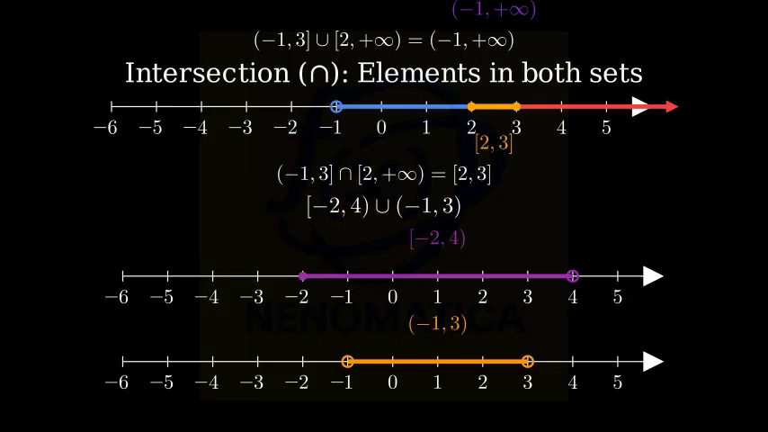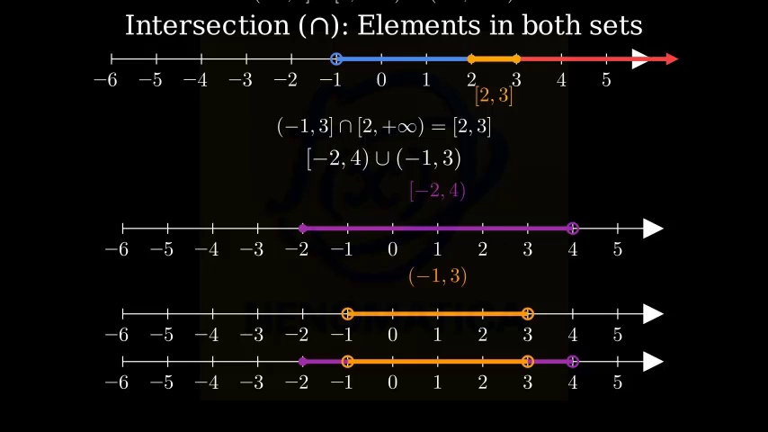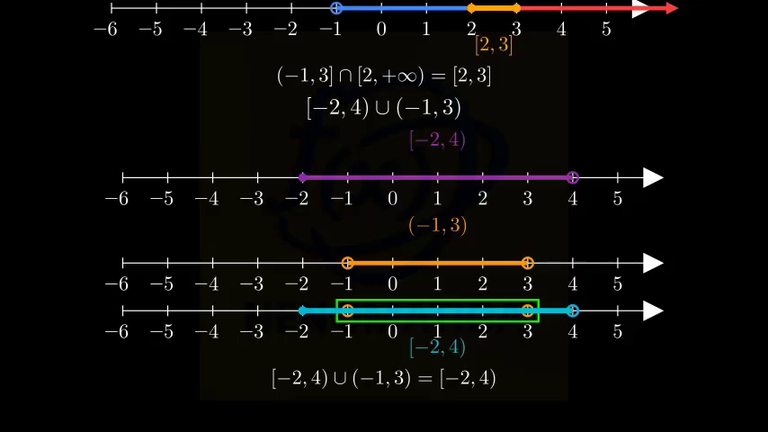Now, let's find the union of these intervals. When we take the union of [-2, 4) and (-1, 3), we get all points that are in either interval. Notice that the interval (-1, 3) is completely contained within the interval [-2, 4). This means that every element in (-1, 3) is also in [-2, 4). Therefore, the union is simply [-2, 4). In this case, the union doesn't extend beyond the larger interval because there's no element in the second interval that isn't already in the first.